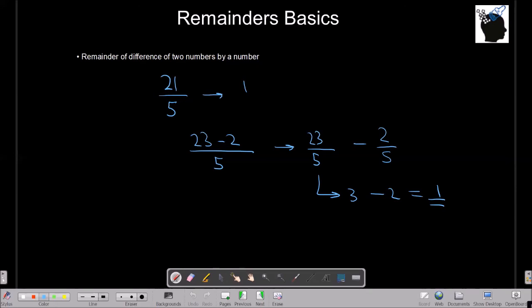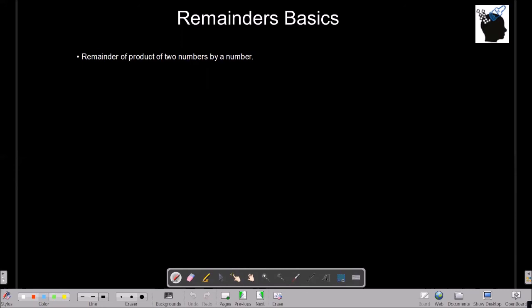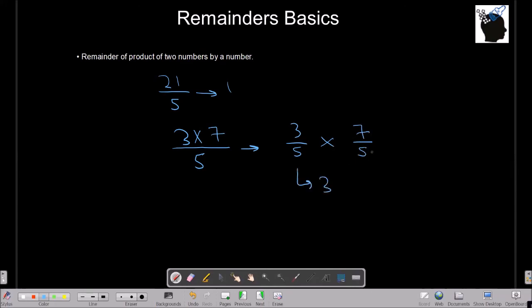Now let's see what happens when you try to take remainder of product of two numbers by a particular number. So let's take the same example. So let's try to find remainder of 21 by 5. We know the remainder is 1. Let's break 21 as 3 into 7 and try to take the remainder separately. So 3 by 5 multiplied by 7 by 5. I know 3 by 5 remainder is 3 and 7 by 5 remainder is 2. So my final remainder is 3 into 2, which is 6. Again, the remainder cannot be greater than 5. So I need to divide 6 by 5 to get the final remainder as 1.